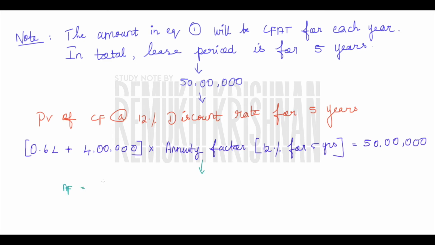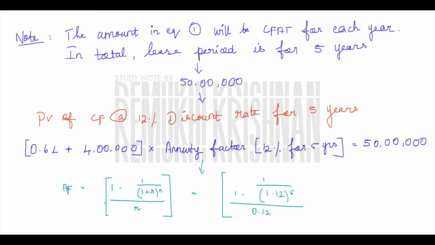So guys, hope you remember what is the formula for annuity factor. It is 1 minus 1 divided by 1 plus r the whole power n, divided by r. So by substituting the values, what is your R? 12%. What is your N? 5 years. So by solving the same, you will get the value. So the annuity factor is 3.608.